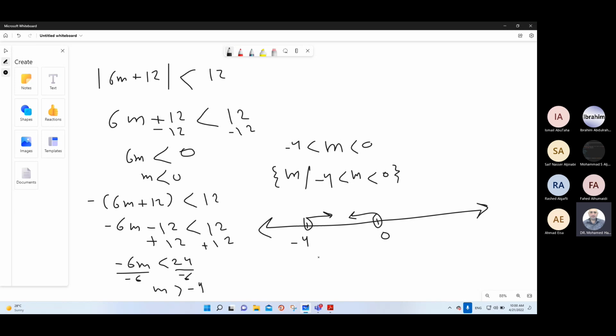Who has any question about this idea? So always remember, when you have absolute value inside the inequality, we have two cases. We can discuss the value inside the absolute value being non-negative and negative. If non-negative, we can solve the inequality and find the solution, and if negative, we can solve the inequality and find the solution. Okay?